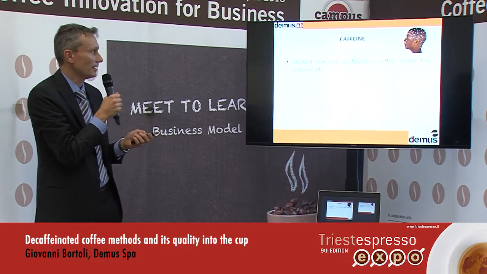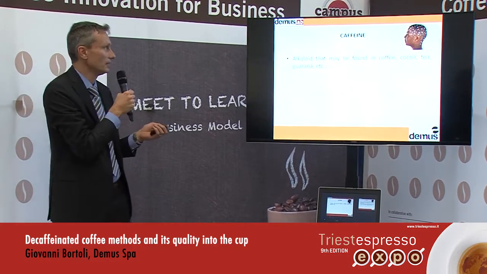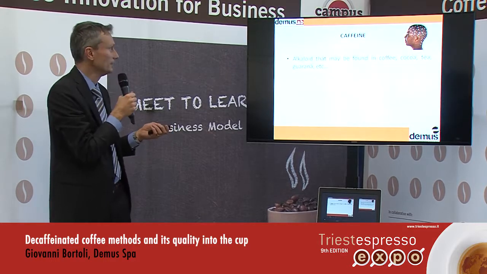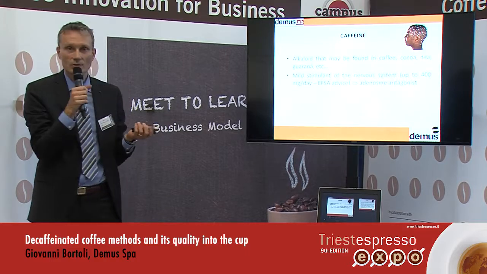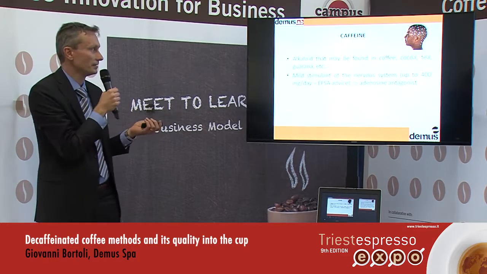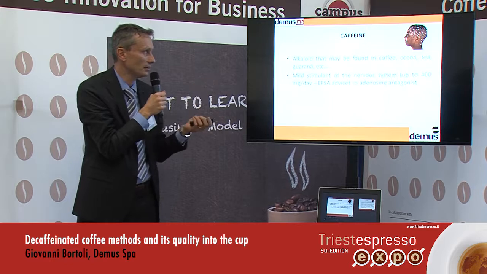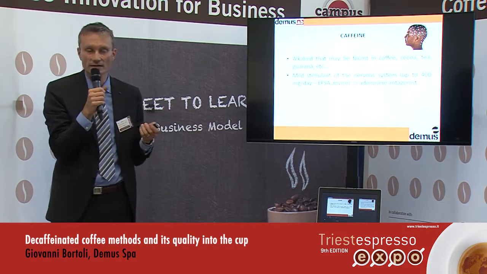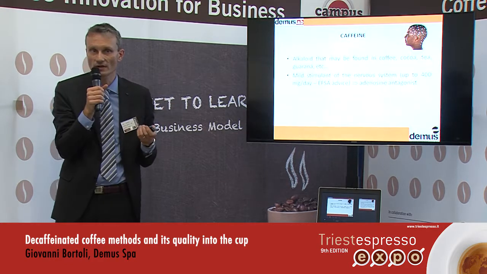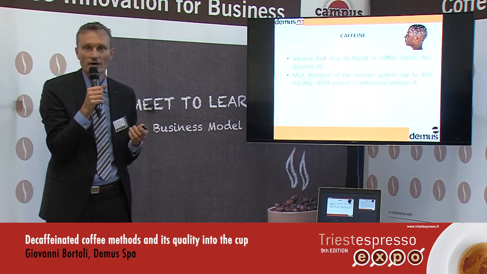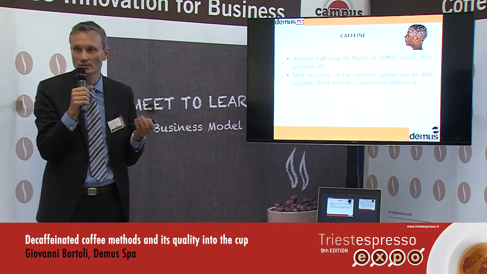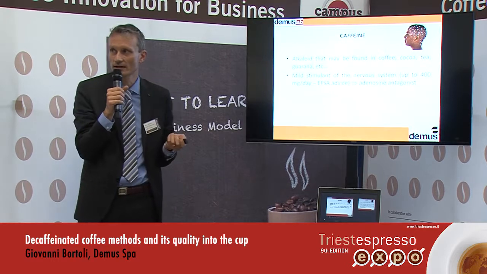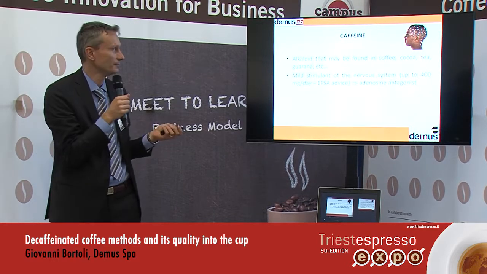coffee. Caffeine is an alkaloid that is present not only in coffee, as you know. It's a mild stimulant of the nervous system, and up to 400 milligrams per day is the advice that the European Food Safety Authority set for a safe consumption of caffeine without side effects. It acts as an antagonist of adenosine.